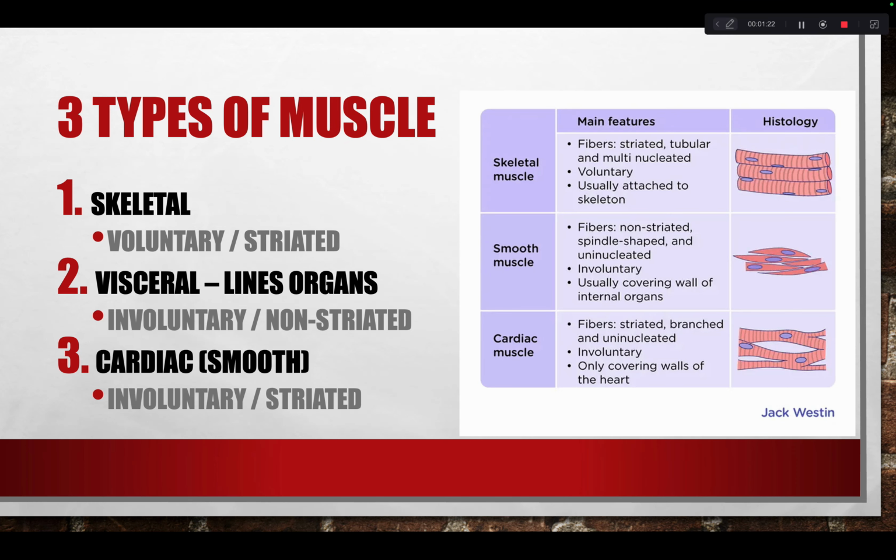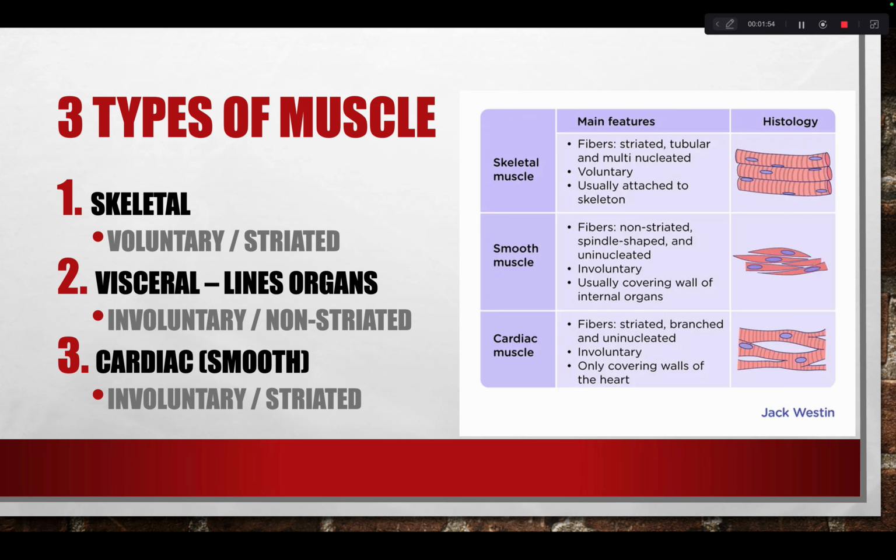3 types of muscles. You should know this by now. We have skeletal, visceral, and cardiac. So skeletal would be your voluntary muscles. These are striated. So this would be the muscles that, say you're going to pick something up, you're intentionally using these muscles. Visceral would be muscles that line your organs. They're involuntary, and they are non-striated.